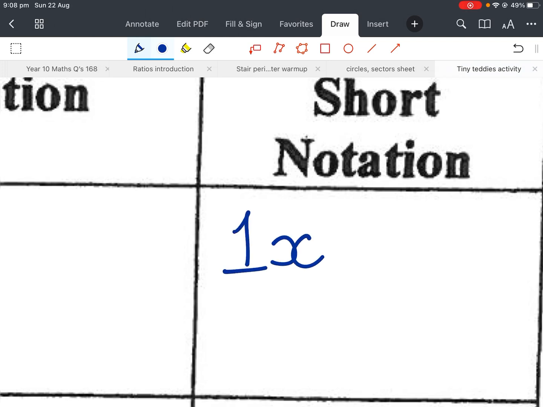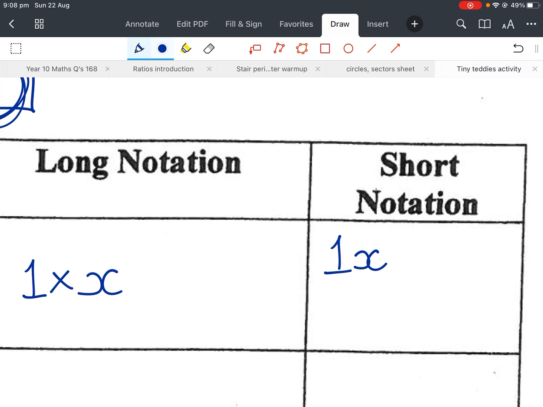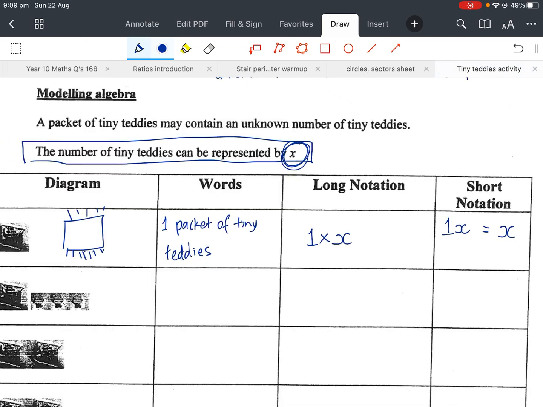So in mathematics, the short way of writing multiplication is to actually take the times out and to write it just as 1x. That means I've got 1 lot of tiny teddies packets. And even shorter again, if I know I've got 1 lot of something, do I really need to write the number 1 in? Hopefully you said, nope, I don't. So in mathematics, your first little lesson on algebra, X stands for 1 lot of a packet of tiny teddies. So there's your first one.